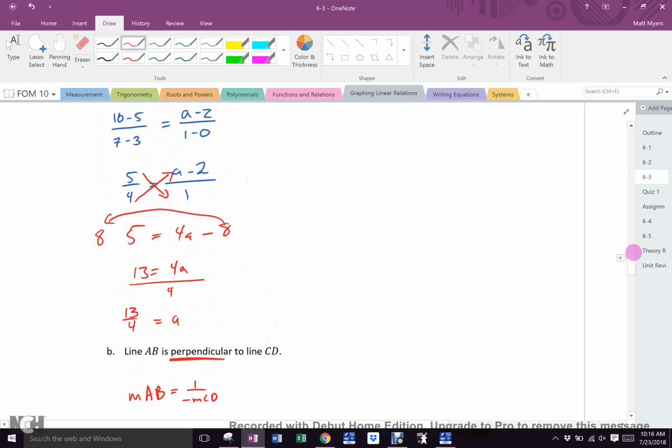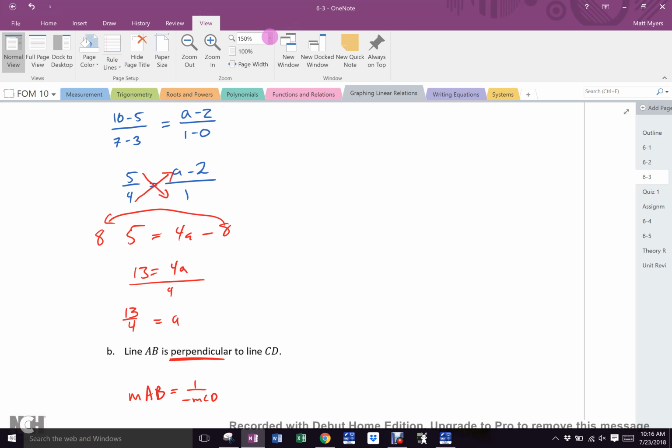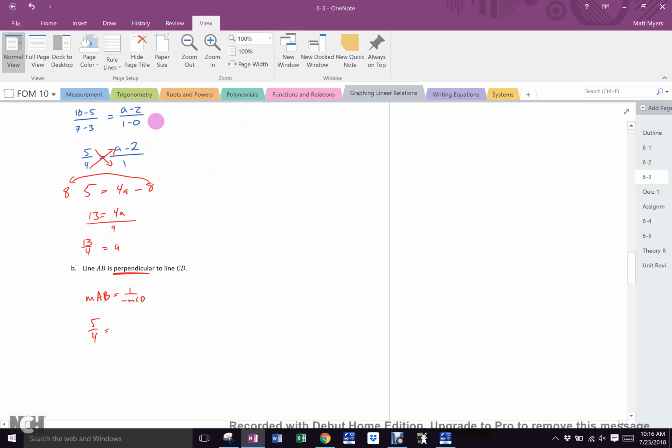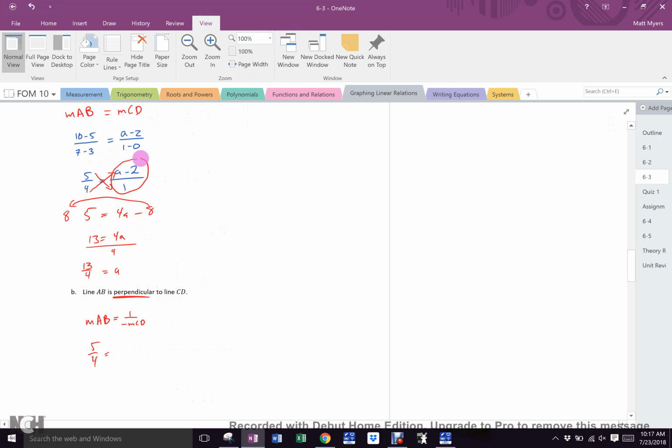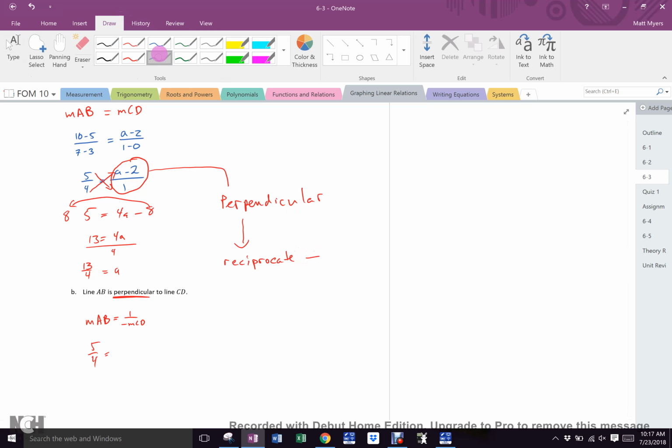Here's where we get tricky. Isn't, and I'm going to shrink this down so you can all see it on the page all at once. Isn't this the slope of CD? Isn't it? So if they're perpendicular, what has to happen to this if it's perpendicular? First it's got to reciprocate. So what would that be? That would be 1 over A minus 2. Reciprocate it first. And then it's got to go opposite.